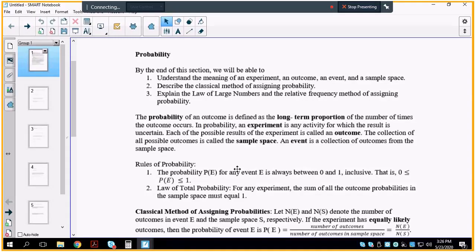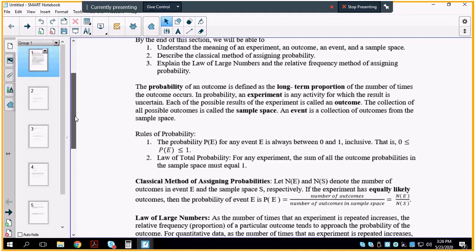Today we will start section 5.1, which is probability. Our first class for probability is going to be basic definitions, characterization, sample space, and so on. By the end of this first section, we will be able to understand the meaning of an experiment, an outcome, an event, and a sample space. Describe the classical method of assigning probability, explain the law of large numbers, and the relative frequency method of assigning probability.